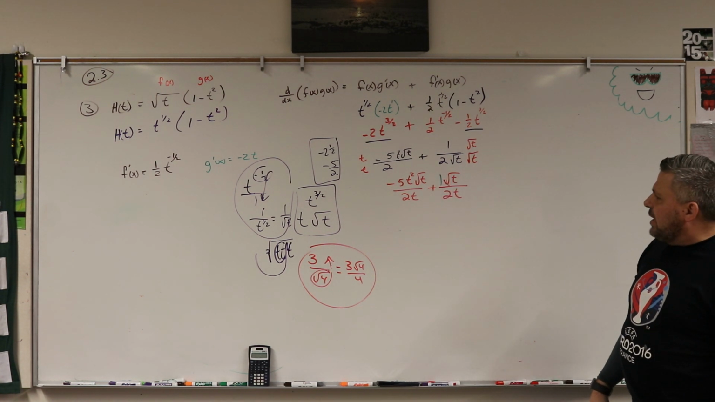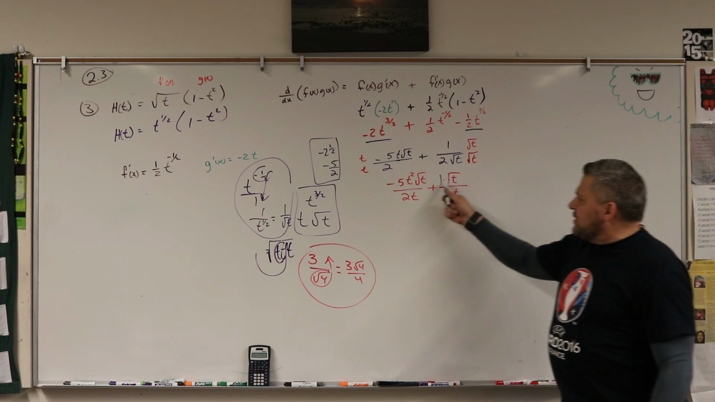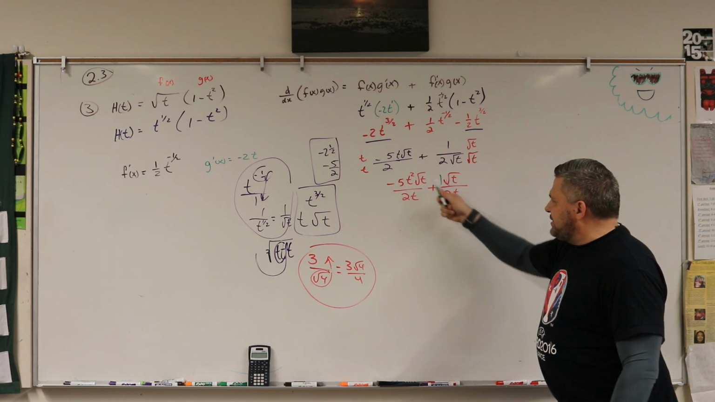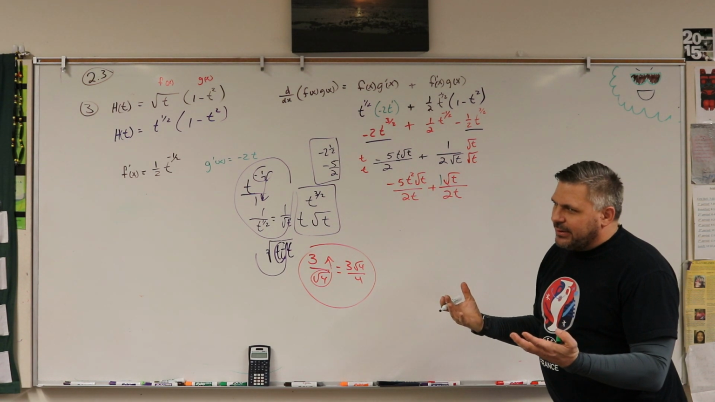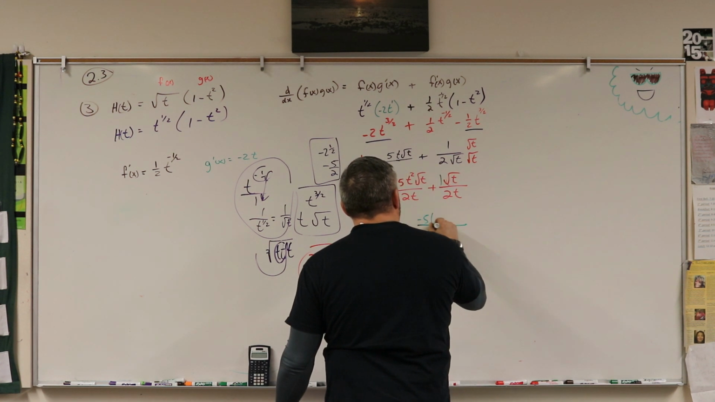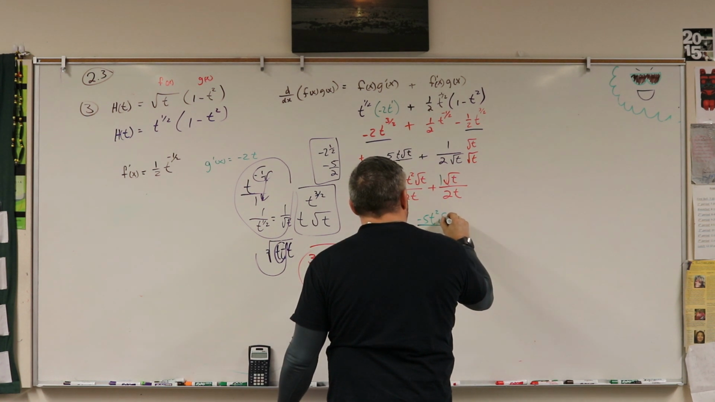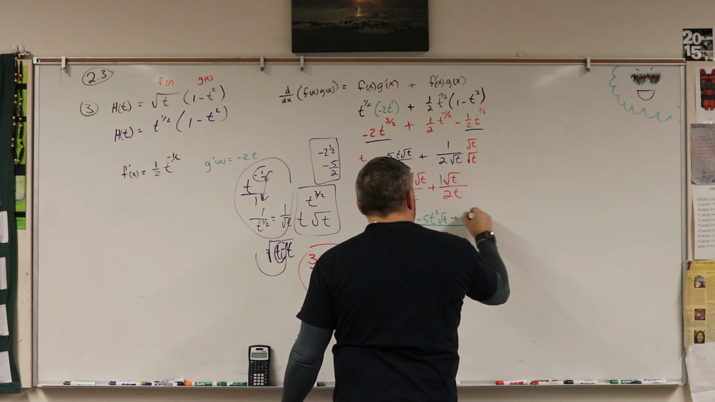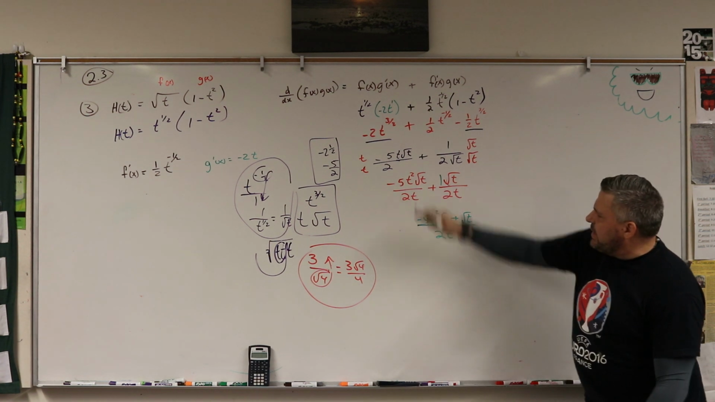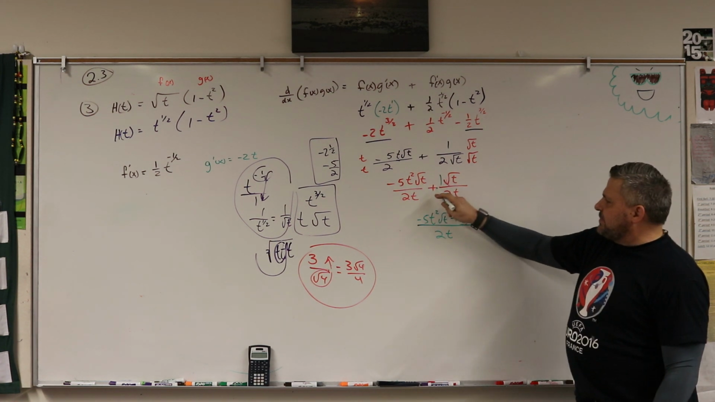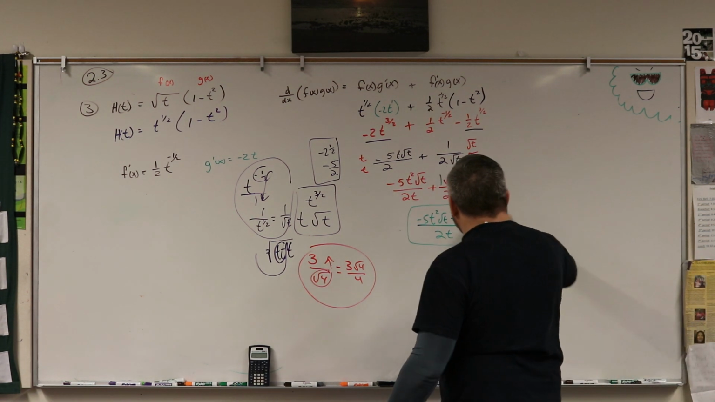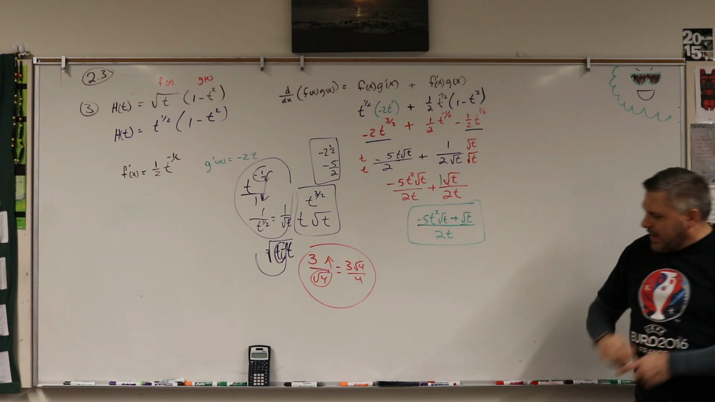1 square root t. But these aren't the same, right? So since they aren't the same, I can't add them. So basically, all I do is go negative 5t squared, square root t, plus the square root of t, all over 2t. I'm just combining. Put these together, boom, boom, and then it's all over 2t. And that's my answer.